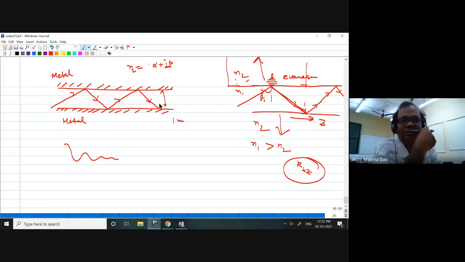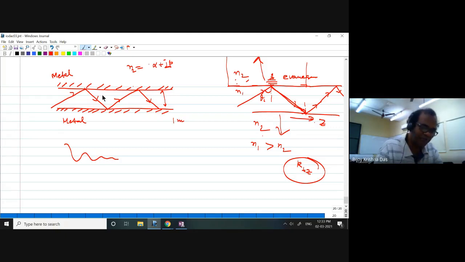Maybe if it is 1 meter, maybe 100 reflections will take place. Each reflection contributes to loss, so 100 reflections means 100 times the loss. This is a very qualitative way of explanation. You can estimate it using normal electromagnetic theory, but this is just a qualitative way of understanding why we don't use metal for optical frequencies. So 100 times reflection does not matter.